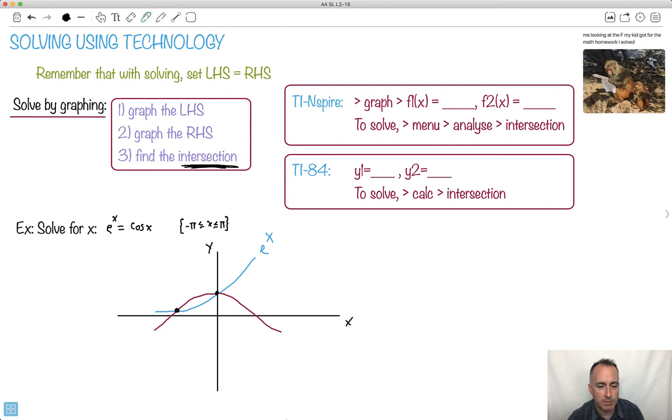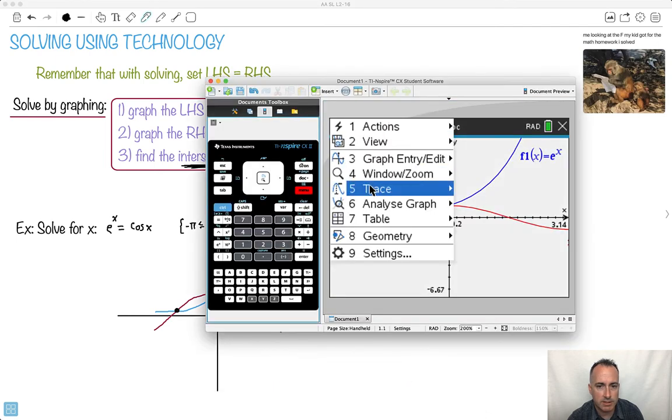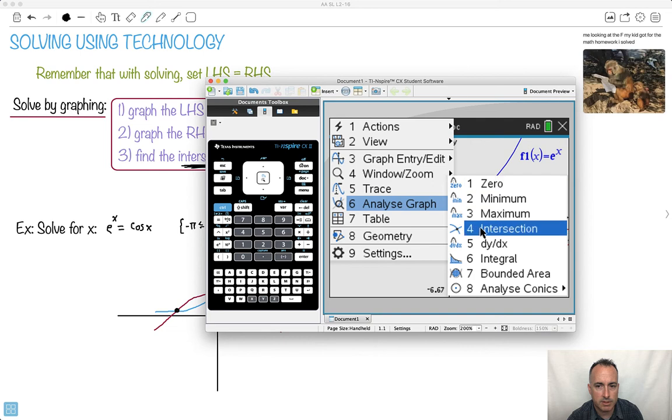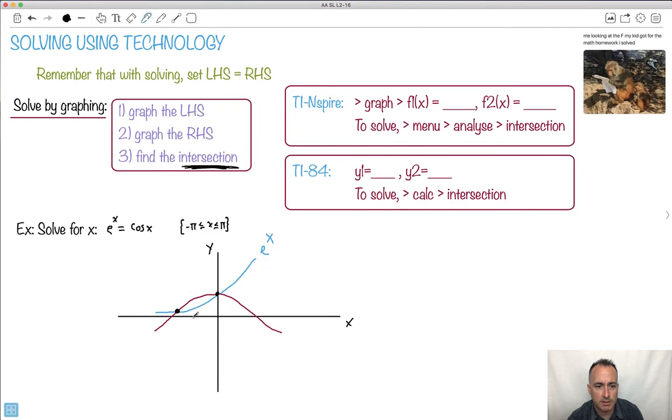So I'm going to ask my calculator for that. I just go to menu in this case and say analyze and say give me the intersection. And it says lower bound. Maybe I'll do the lower one here first. There it goes, that's minus 1.29, so I'll make sure I say that. So this one here is minus 1.29.